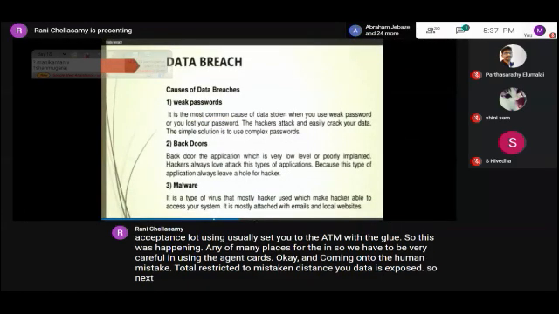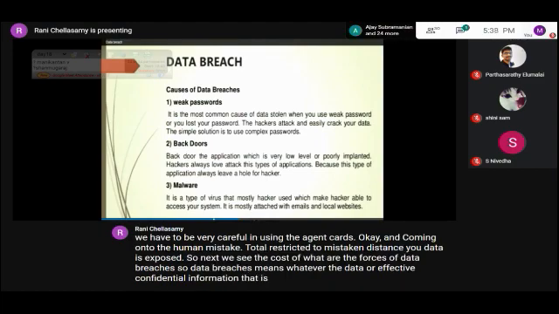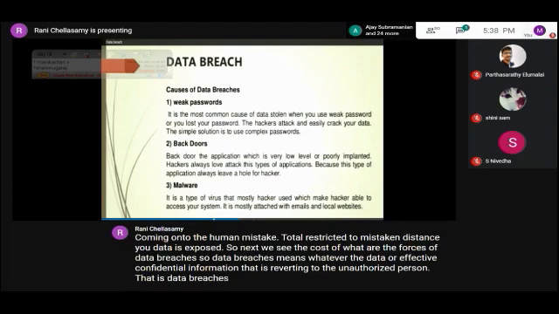Okay, so next we'll see the causes. What are the causes of data breaches? Data breaches mean that any data or secure confidential information is revealed to an unauthorized person, which we have seen in the previous slides.